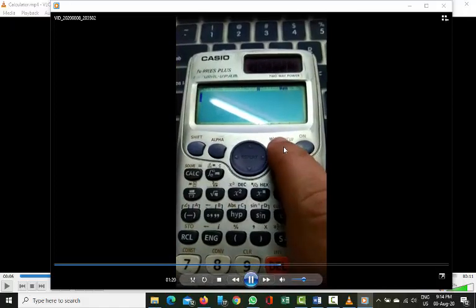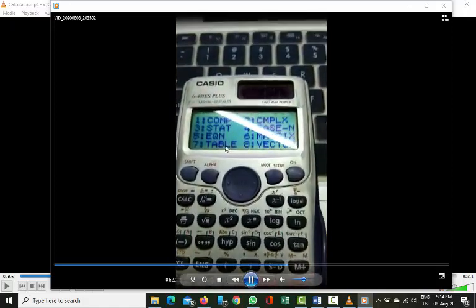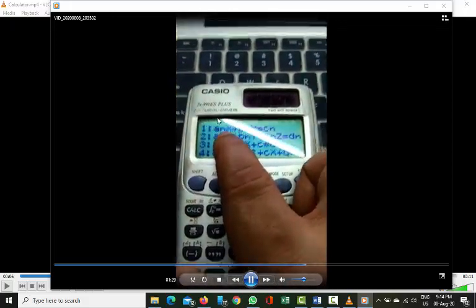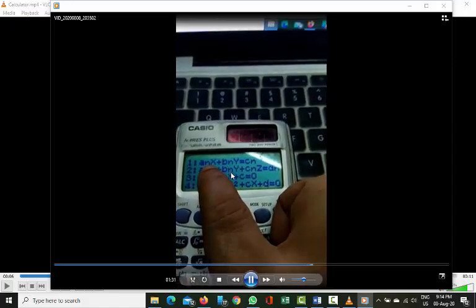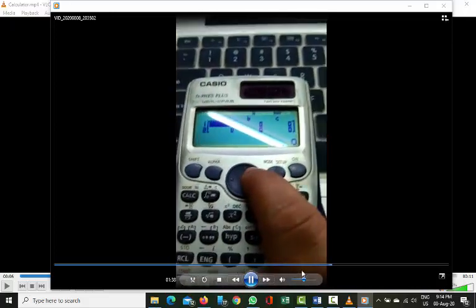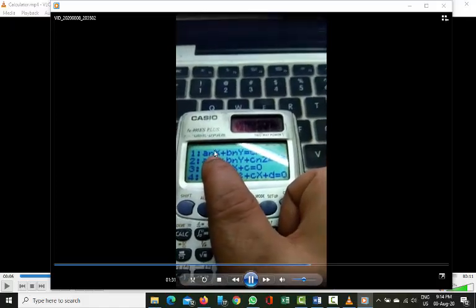Now if you have this type of calculator, in that case, what do you have to do? Press mode, and then you can see equation mode, that means number 5. You should choose number 5 to choose equation mode, and then you will choose number 2 here. In number 2, you can see 3 variables are there.